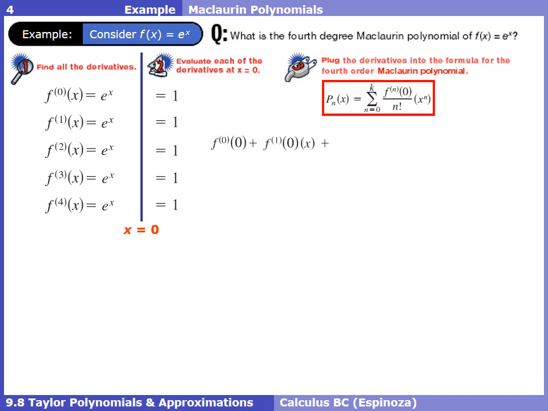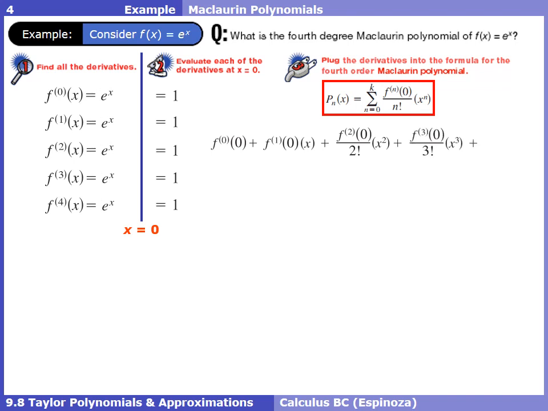We're going to have the next term, which would be the first derivative at 0 times x. But again, technically this was x minus c to the first power. But again, remember c is equal to 0. The next term will be the second derivative at 0 over 2 factorial. And again, remember this term was technically x minus c squared for a Taylor polynomial. But this is Maclaurin, so c is equal to 0.